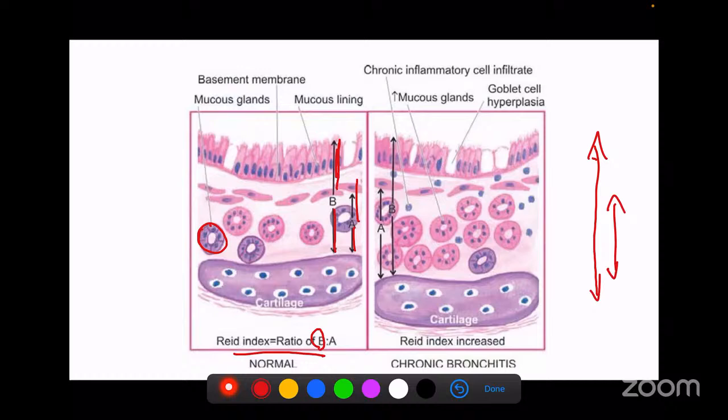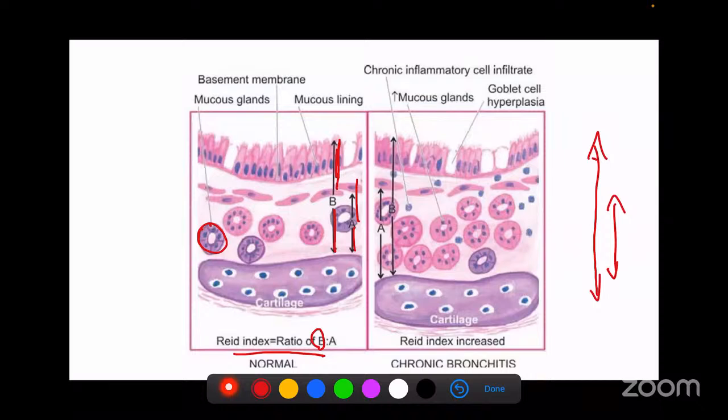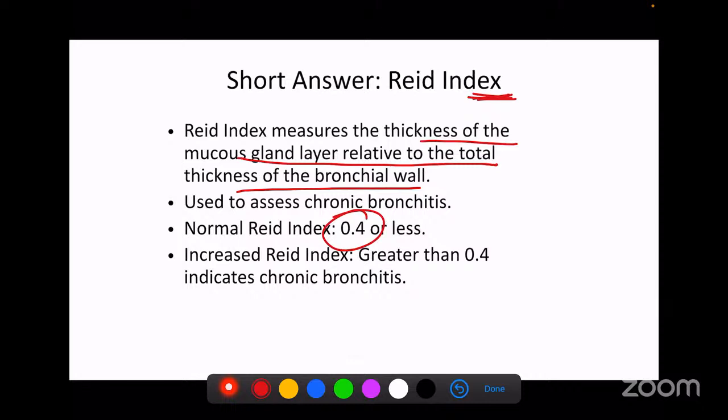You just see why the Reed index is increasing. The Reed index is normally 0.4 or less. Why? Because the bronchial wall is very thick, right? And the mucus gland is only this much. So when the mucus gland is compared to the bronchial wall, it is going to be very small. So normal is 0.4. But in chronic bronchitis, the thickness of mucus glands increases very significantly. As we have repeatedly seen, mucus glands are increased in chronic bronchitis, right?